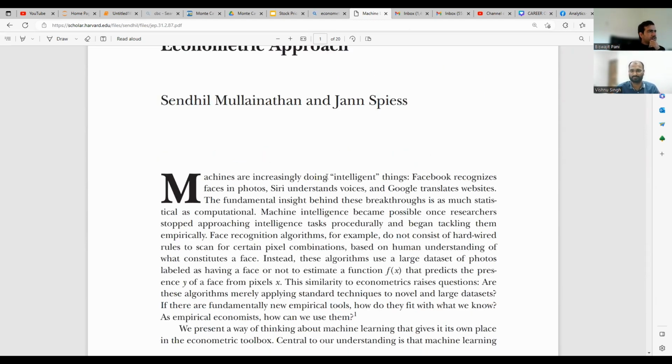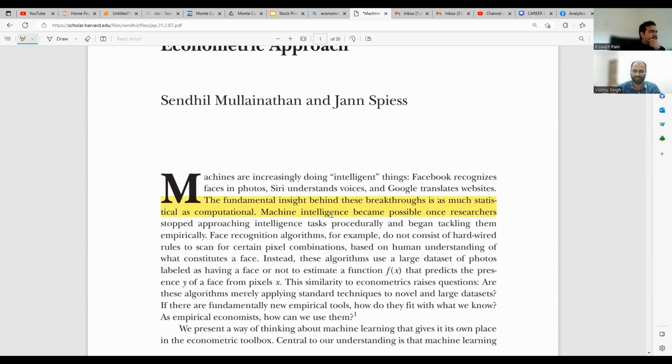Machines are increasingly doing intelligent things. Facebook recognizes faces in photos. Siri understands voices. Google translates websites. The fundamental insight behind these breakthroughs is as much statistical as computational. This is very important: the statistical side comes from econometrics, whereas the computational side comes from machine learning.